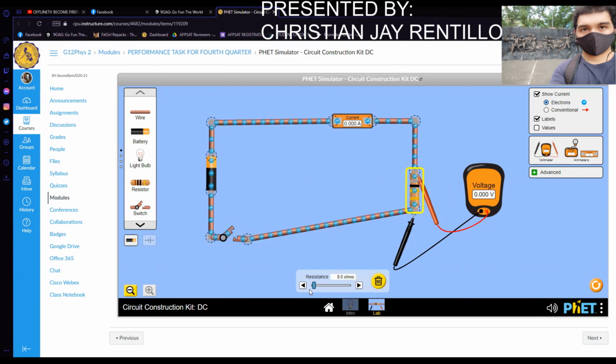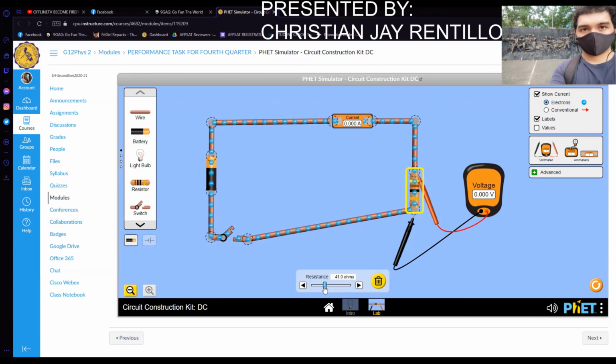For the second trial, we decided on a resistor value of 19.6 ohms. After turning on the switch, we get a value of 3.52 ampere. For our third trial, we decided on a value of 25.3 ohms, and the current is at 2.73 ampere.